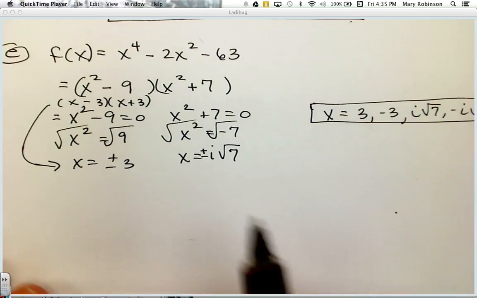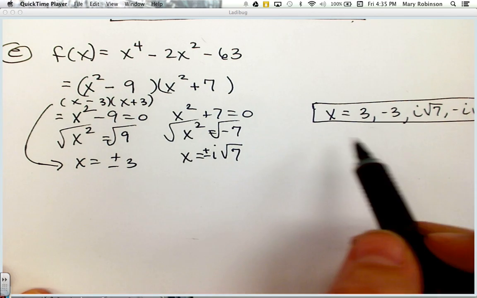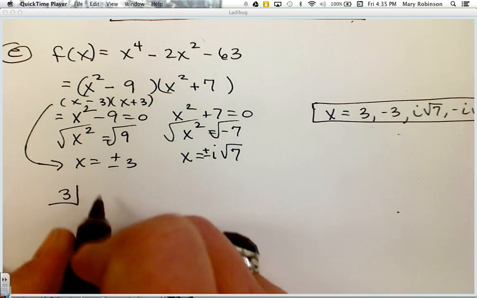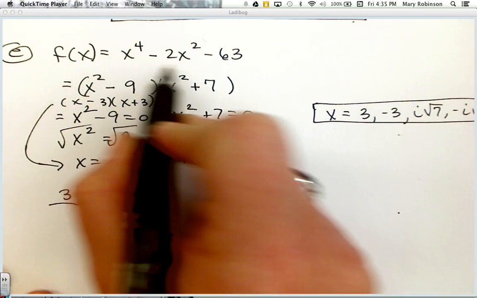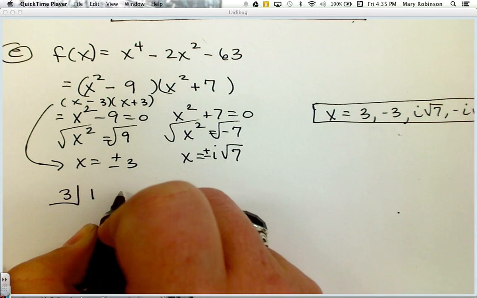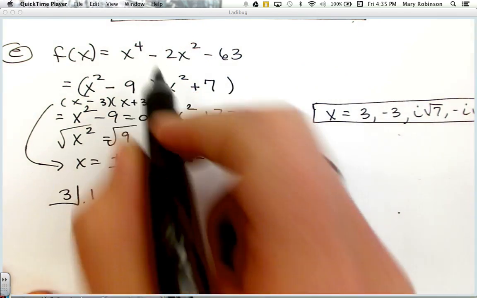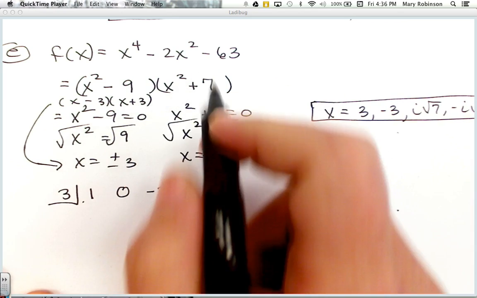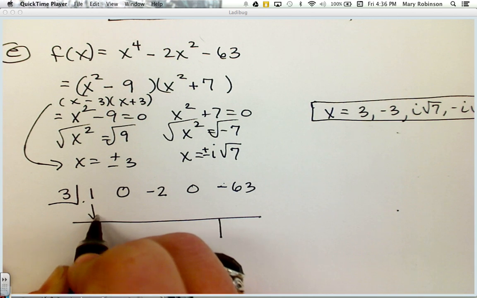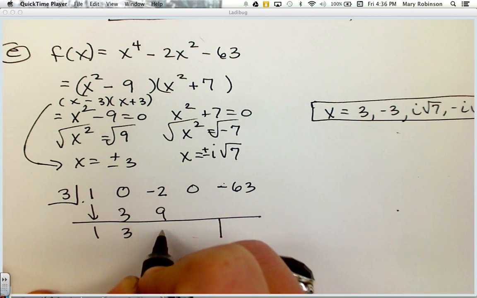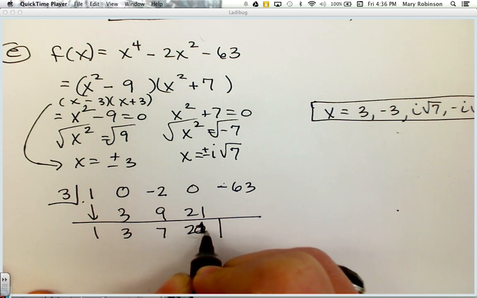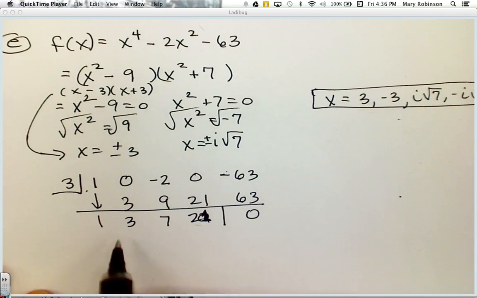So let's say you're not very good at factoring, but you graphed it and you found that 3 and negative 3 were solutions. So what you could do is synthetic division. If we put 3 in our box and write out the coefficients and constants, being sure to add in zeros for any missing terms, we would have 0 for our cubic term that's missing, negative 2, 0 for our missing linear term, and then negative 63. So I'm going to just go through this fast. 21, positive 63, 0. So we actually have a quartic.